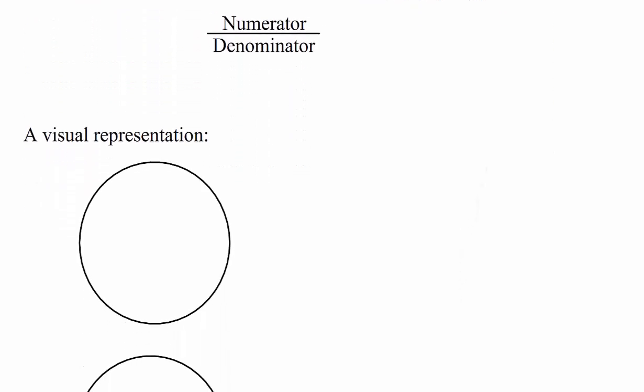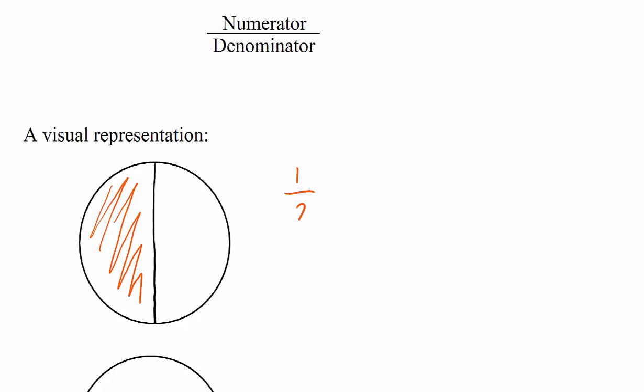If I wanted to make the denominator 2, then what I'm going to do is I'm going to break this one unit into two equal parts, and let's say that I have shading the left part here. Well, then that means that I have one out of the two parts, or we say that that is 1/2.